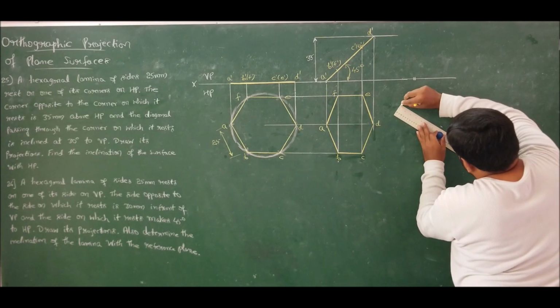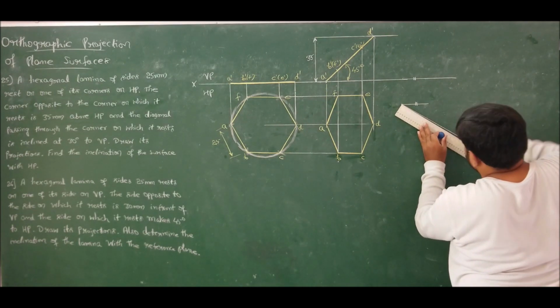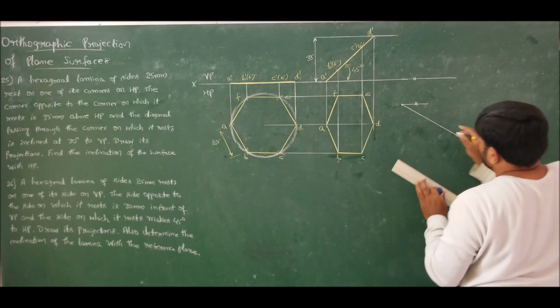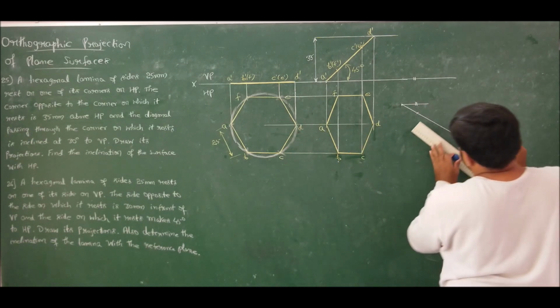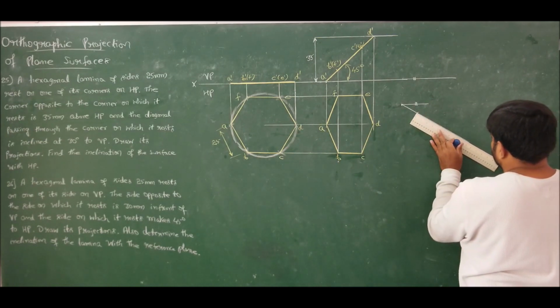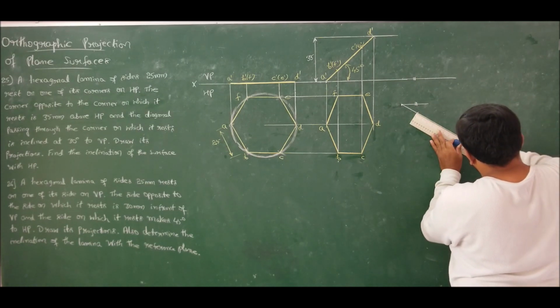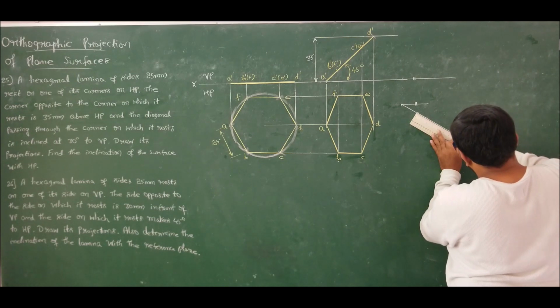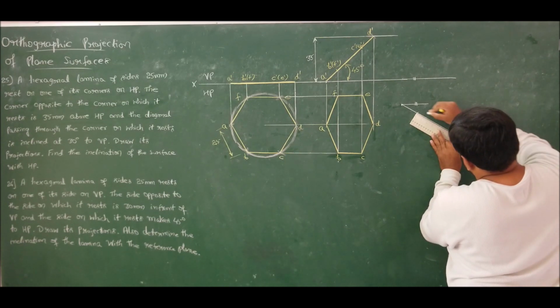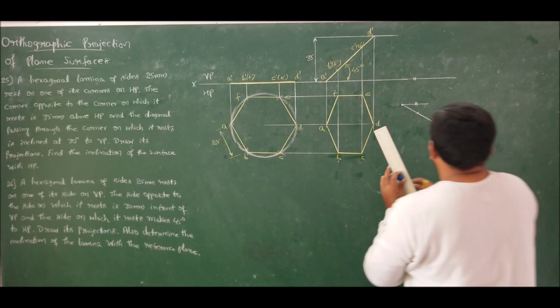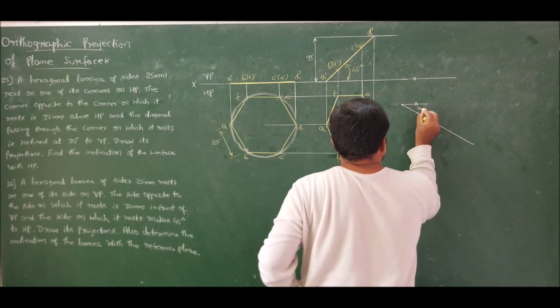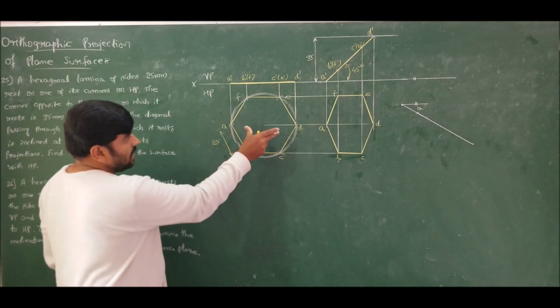So on this line I will mark the true diagonal. The true diagonal is known, which is 50 mm. So mark the 50 mm true diagonal. Done. I will call this A. So AD, the true diagonal, is marked.